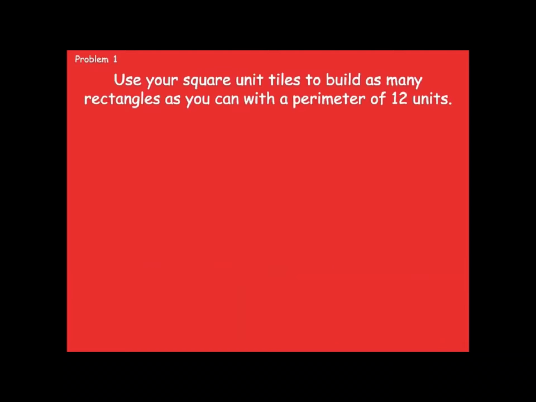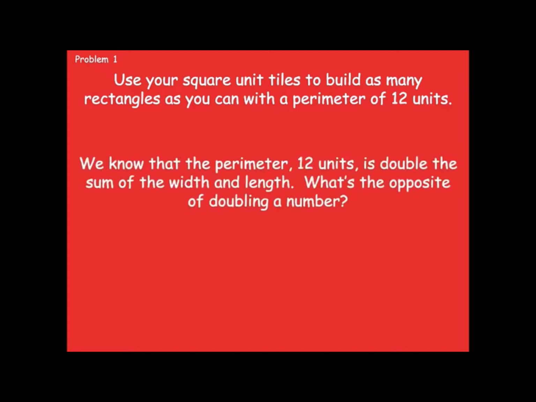All right, so again, here's our problem for problem 1. So let's see how knowing that strategy where you double the sum of the side lengths helps with problem 1. It asks us to use unit squares to build as many rectangles as we can with a perimeter of 12 units. So we know that the perimeter, 12 units, is double the sum of the width and the length.